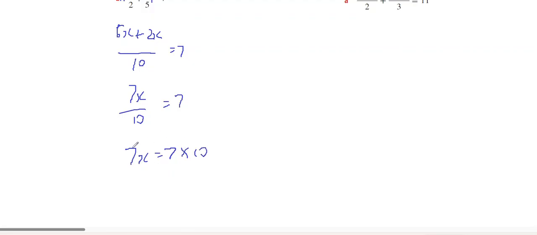But now I've recognised a common factor of 7 on both sides. I'm not going to multiply that out to 70. I'm going to write x equals 7 times 10 divided by 7. The 7s cancel. x equals 10 is my answer.